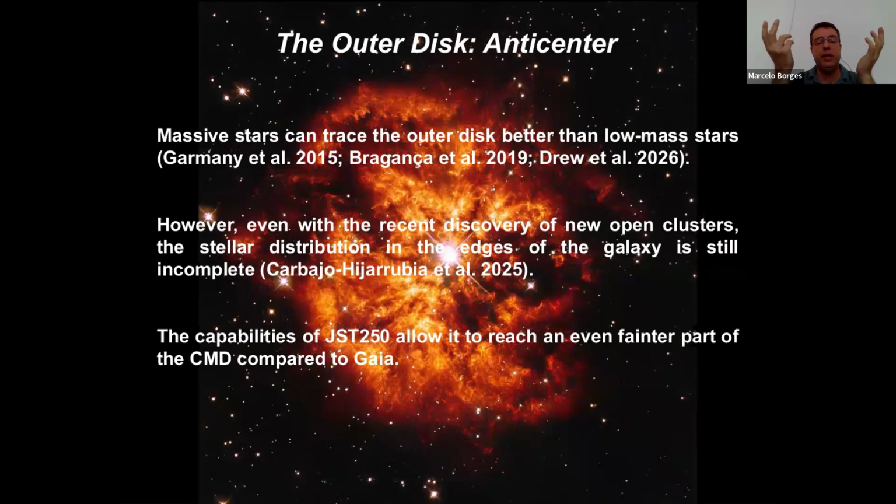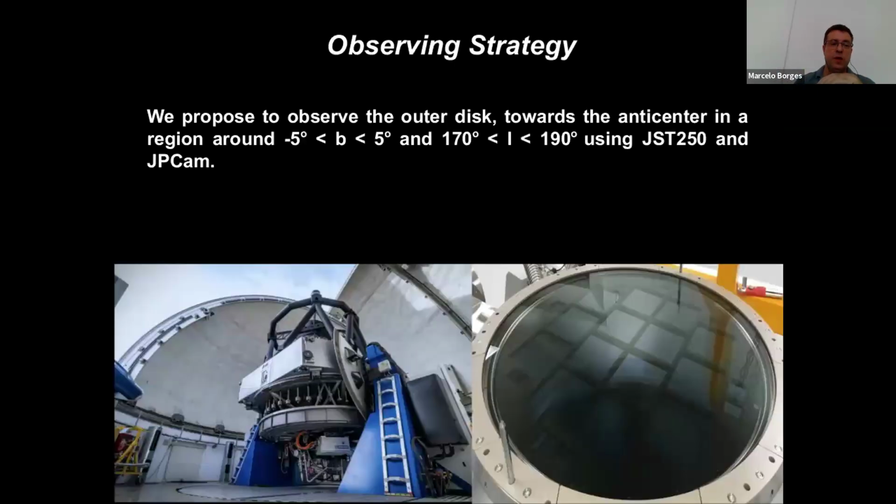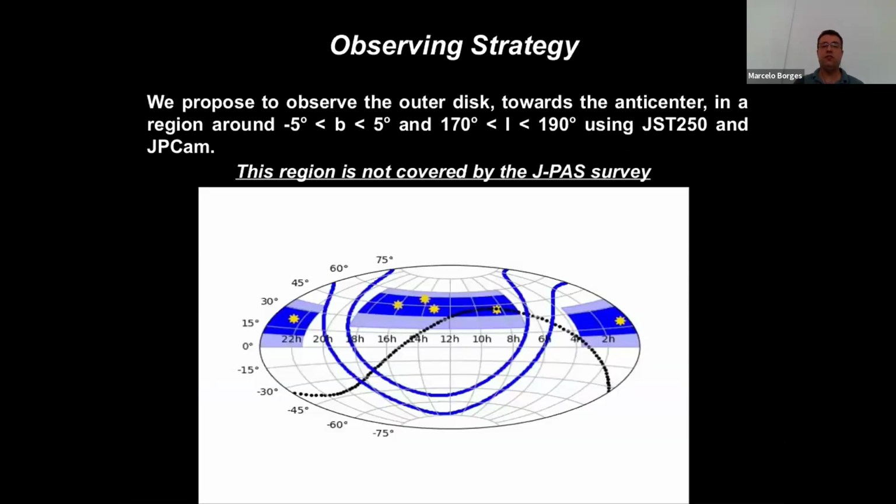So based on that, we decided to use the capabilities of T250 to reach the fainter part of the color magnitude diagram compared to Gaia. Because as you know, the limiting magnitude of the JPAS filters can reach magnitudes around 22 or 22.5. So we can observe even fainter stars in that direction. We propose to observe the outer disk towards the anticenter, in a region between -5 and 5 degrees in galactic latitude, and 170 and 190 degrees in galactic longitude, using the T250 and also TRIPLECAM. It's important to note that this region is not covered by the JPAS survey, so we are not in competition with the JPAS survey, okay?